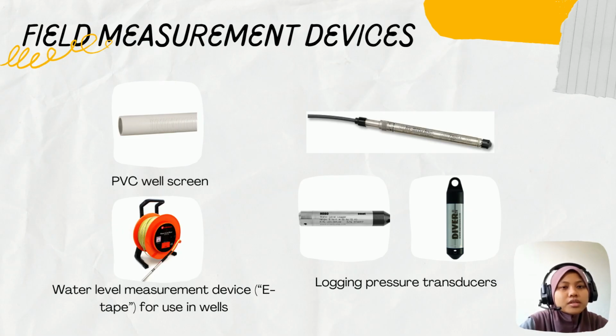So this is the field measurement device. The first one is the PVC well screen. The second one is the water level measurement device, or we call it an e-tape, for use in wells. And lastly, logging pressure transducers.